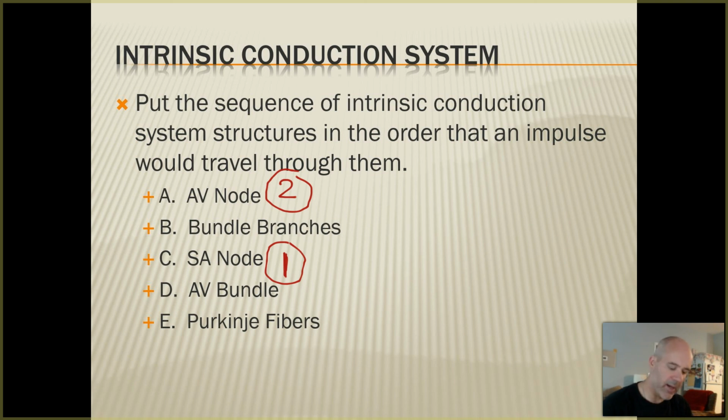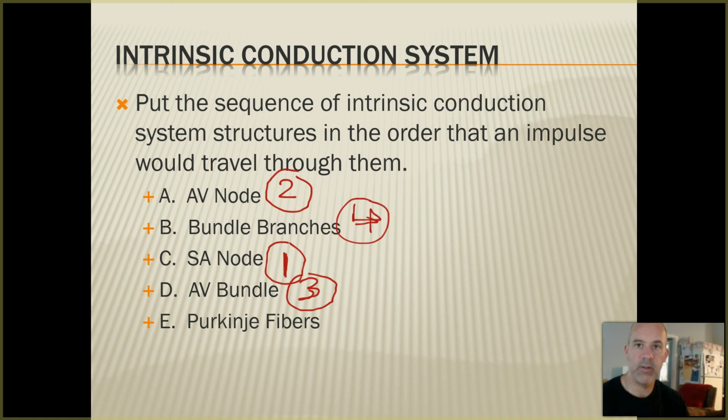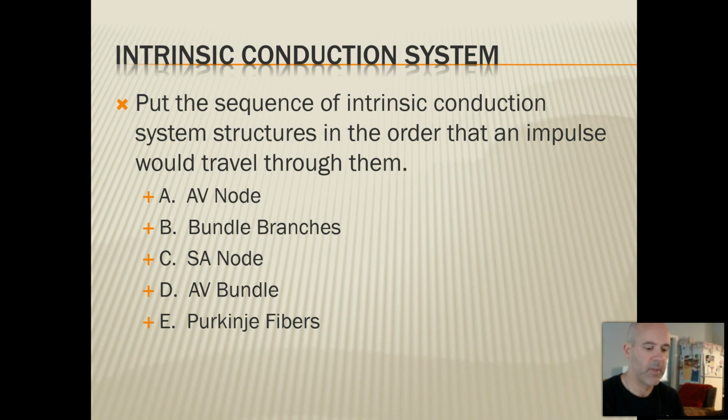And then it's going to spread down through the AV bundle. The AV bundle divides up into the bundle branches, and those are located in the interventricular septum, the little wall between the left and the right ventricle. And then finally, from the bundle branches, it spreads out into the Purkinje fibers that carry it up into the walls of the ventricles. So that would be our correct order.